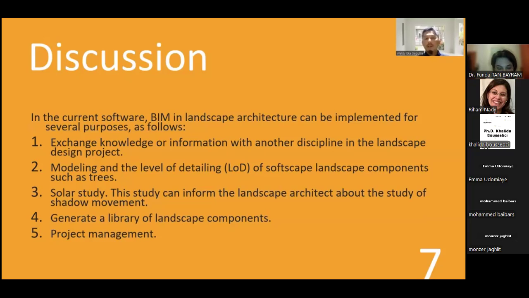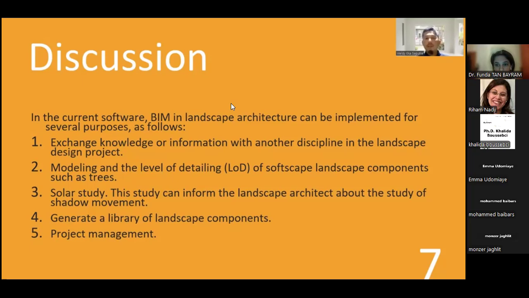Number three, as I mentioned before, one of the implementations of BIM is solar study. The solar study can inform the landscape architect about the shadow, and they can benefit from the shadow movement, where they can place the sitting area, or where they can generate more shading, or add more landscape components to generate more shading in the landscape design.